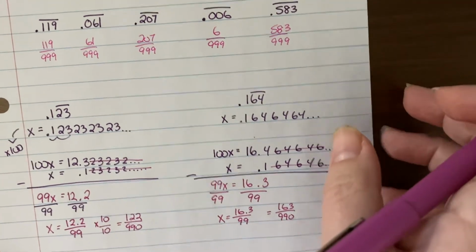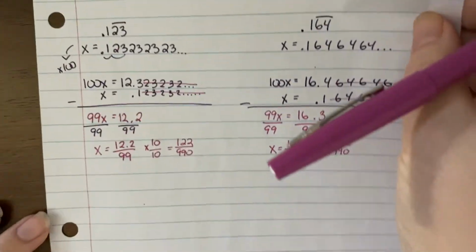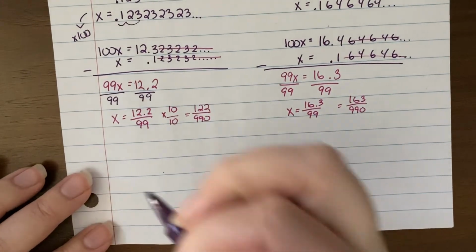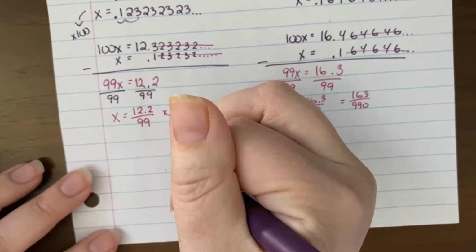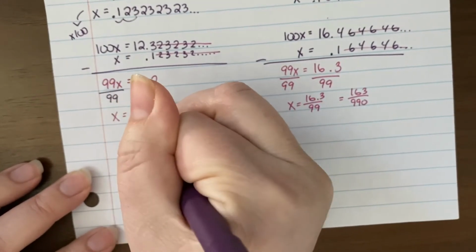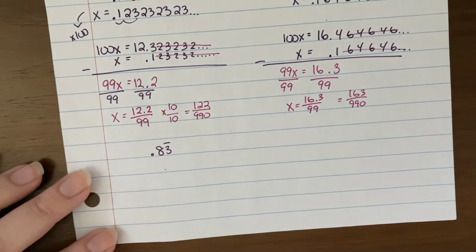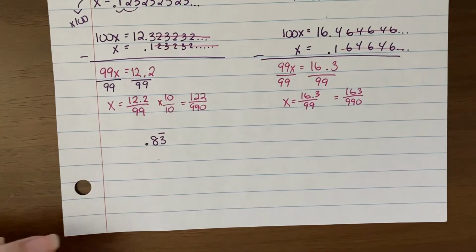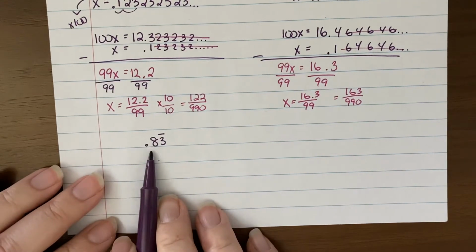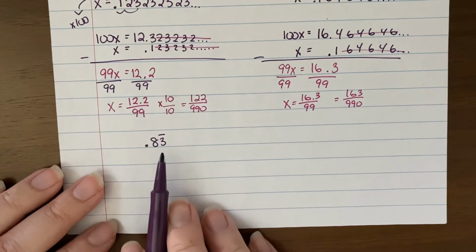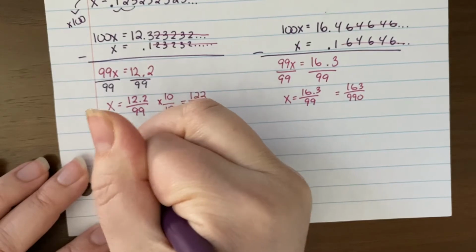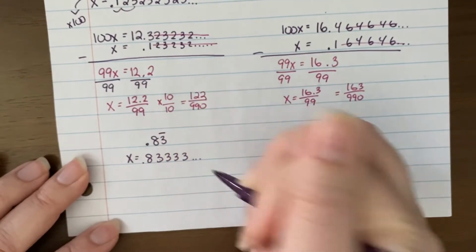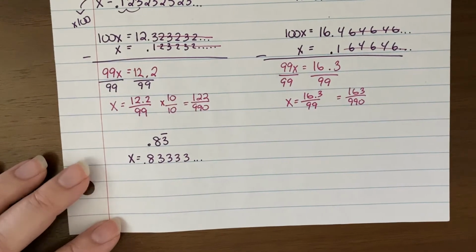I'm going to do one more because I want to show you that there are times where you don't have to multiply by 100. Let's see if I have enough space on this paper here. For instance, if the number that I'm trying to change to a fraction only has one repeating digit, so the 8 doesn't repeat, but the 3 does. In that case, I'm going to expand that out to show that the 3 goes over and over and over.